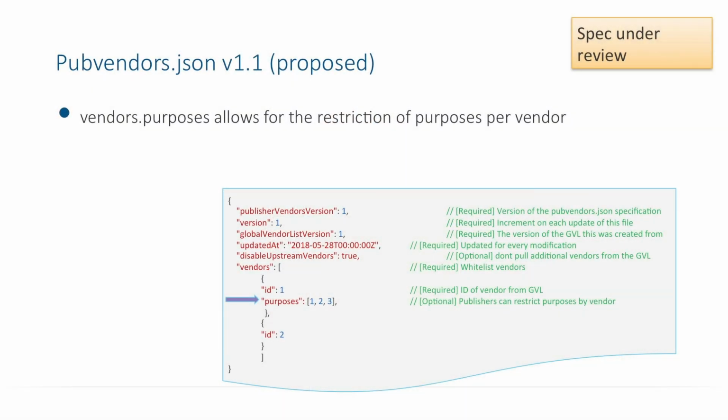Looking forward a little bit, the 1.1 proposal, which is currently under review and open for public comment, which I believe closes on June 1, actually enables publishers to further restrict purposes by vendor. So saying that we're okay with specific vendors doing some things, but not other things.